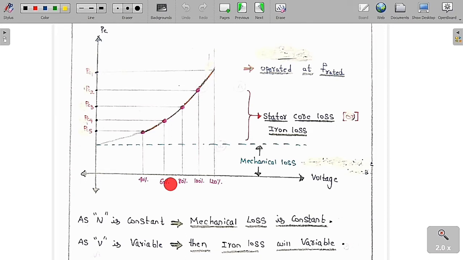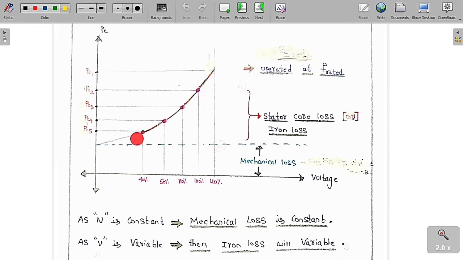the line current decreases. As the line current decreases, the overall input power decreases. As the overall input power decreases, the constant losses also decrease. So listen carefully. As the supply voltage decreases, the input current decreases, the input power decreases, and therefore the constant losses also decrease. So if you plot the points, we are going to get a decreasing curve.